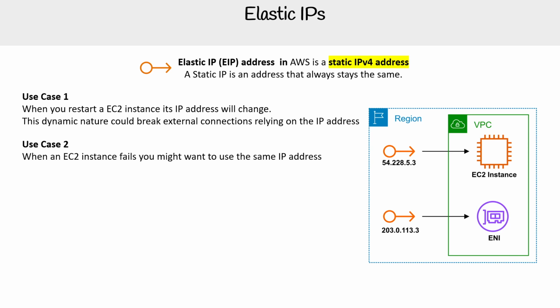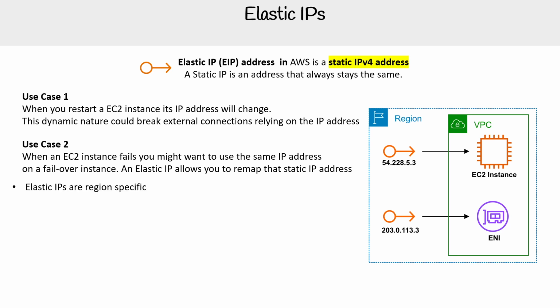For use case number 2, when an EC2 instance fails, you might want to use the same IP address in the case of a failover instance. So you have more than one instance, and you just want that IP address to carry over. So an Elastic IP address allows you to do that because you can remap it to another instance or a network interface card. Elastic IPs are region specific, so you can't use them across regions.